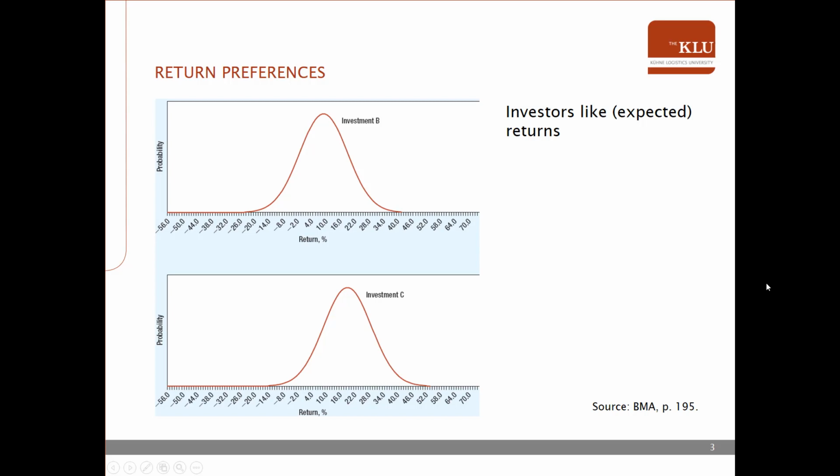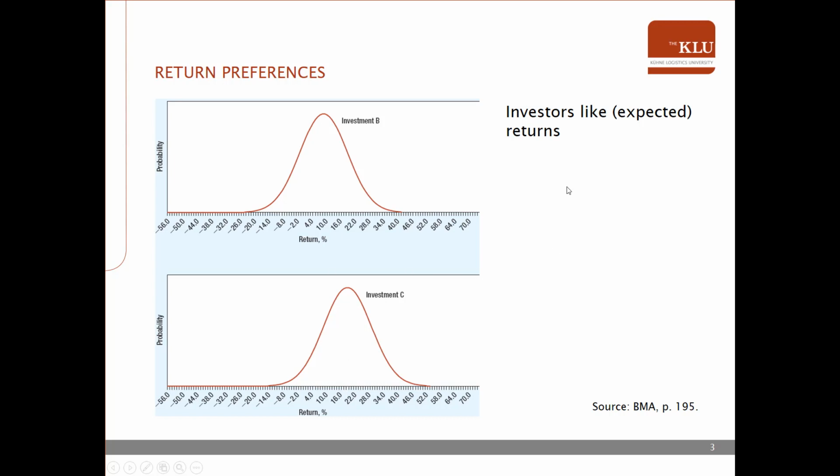Now, what kind of distributions would investors prefer to see? Here we have two investments, investment B and C, which have more or less the same distribution, at least as far as standard deviation is concerned. However, we see that C is shifted to the right in terms of returns. It has a higher mean return than investment B.